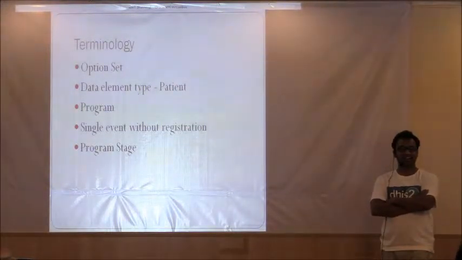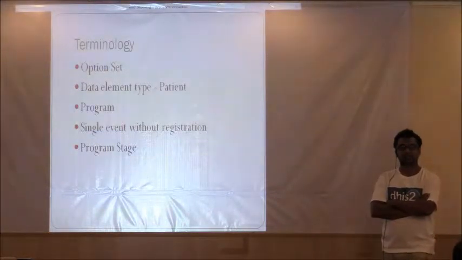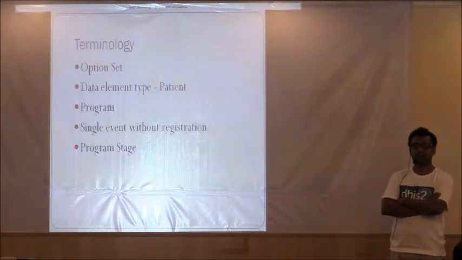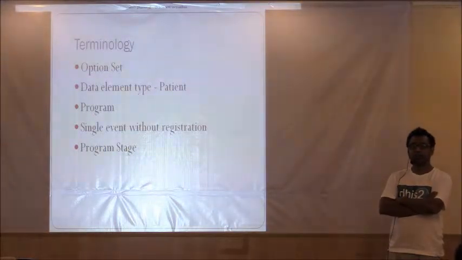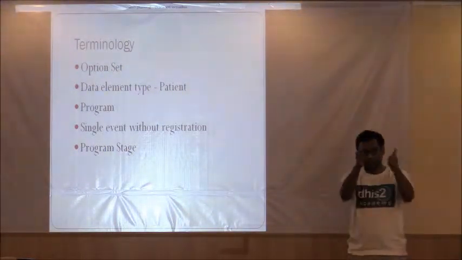Option sets are the options you have, from which you can select an option for a specific data element. For example, sex. Your option set will consist of male and female. Okay. So how is that? Okay, that's good. That's fine.